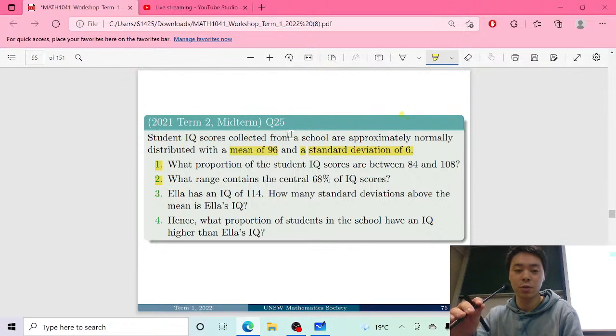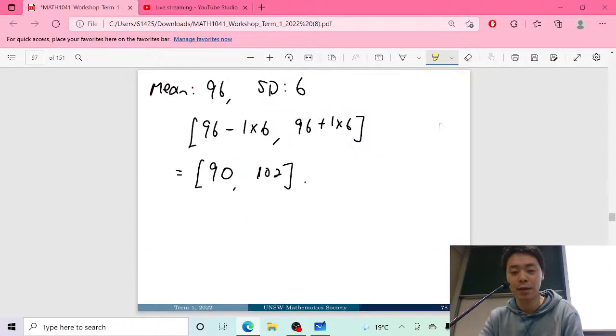All right, so for question 3, we have that Ella has an IQ of 114. How many standard deviations above the mean is Ella's IQ? Okay, so remember that our mean is 96, standard deviation is 6, and we know Ella's score is 114.